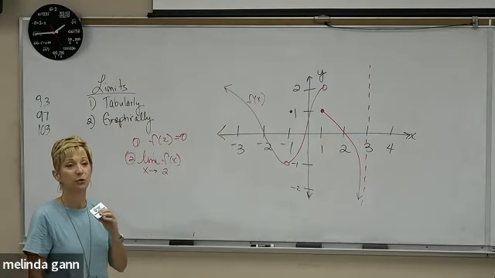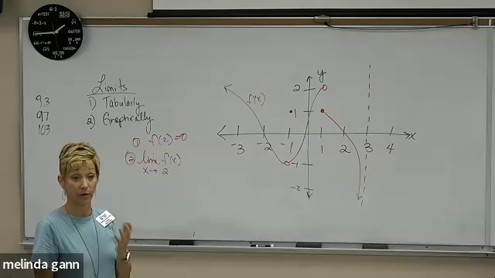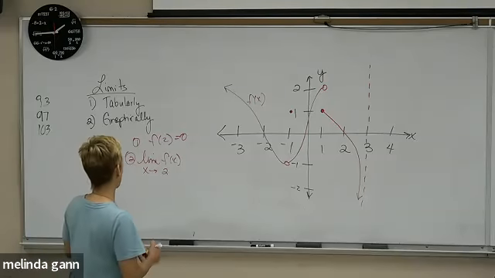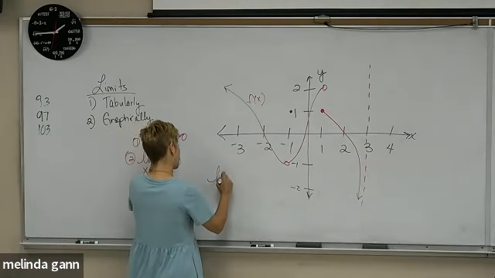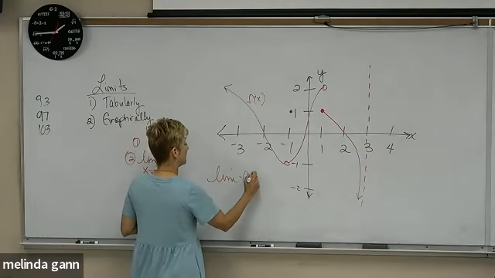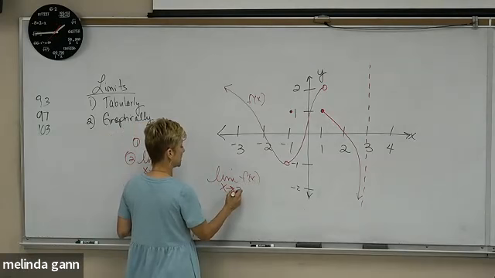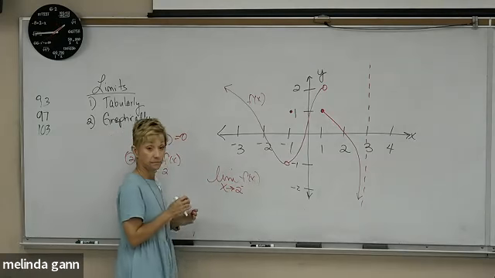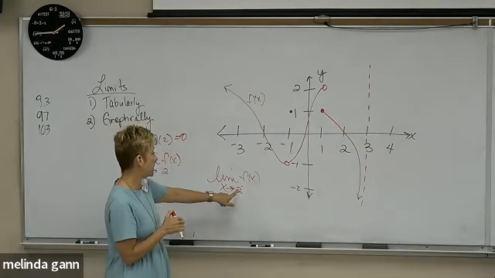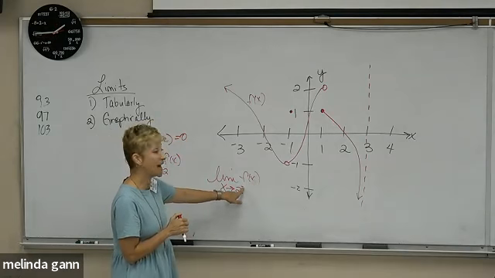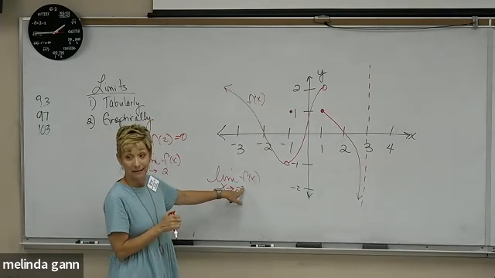Now, sometimes you will see a superscript on the number. Like sometimes they'll ask you this: what's the limit of f of x as x approaches 2 with a little negative? Now here's what that means. That means from the left side only.